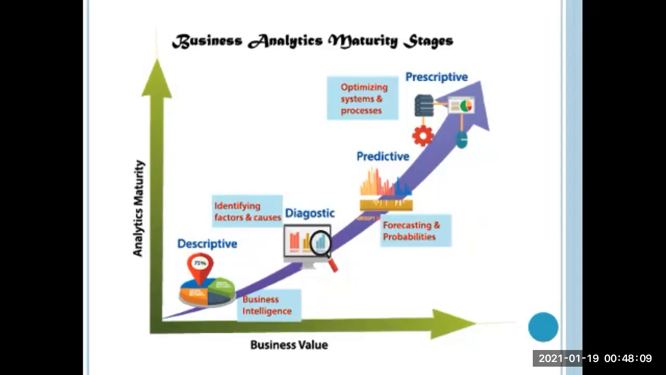The last stage or the most mature stage of business analytics is the prescriptive analytics, which uses optimization, machine, and deep learning models to decide what should we do. For example, supply chain optimization, YouTube suggestion, recommendation systems, chatbots, digital assistants like Alexa, Siri, etc.